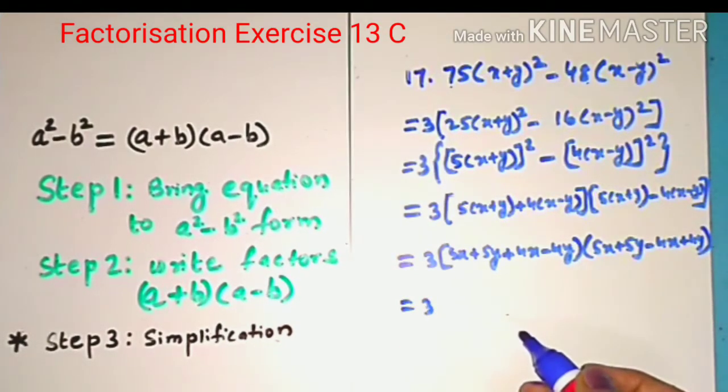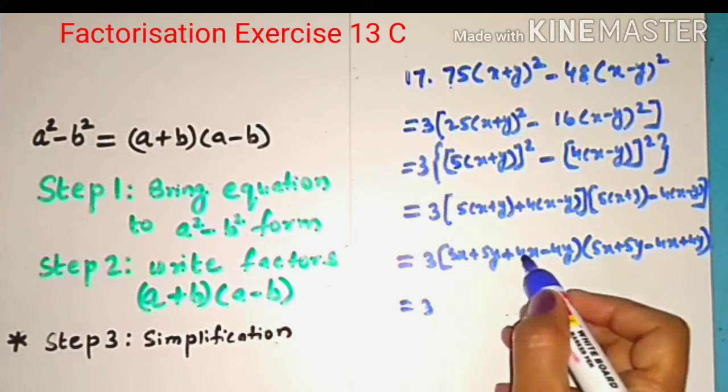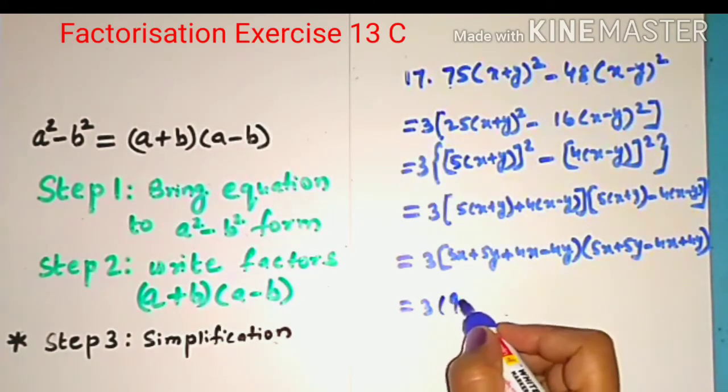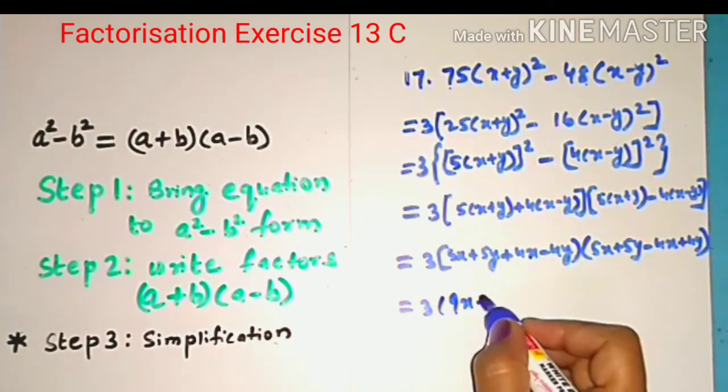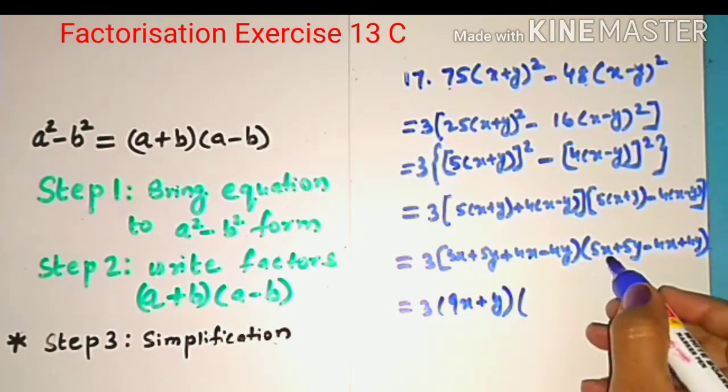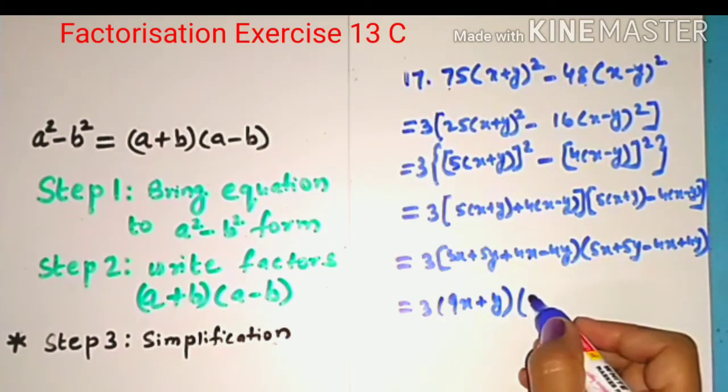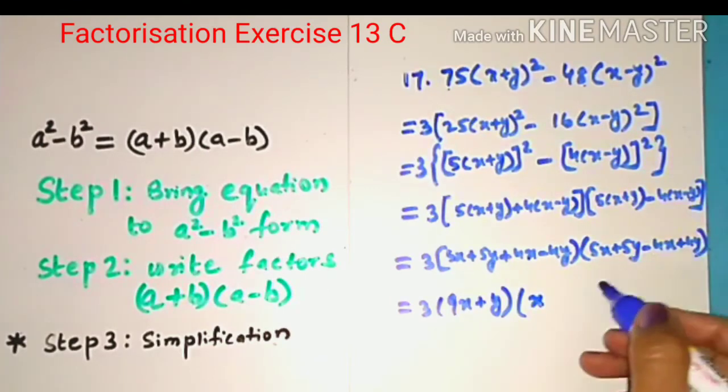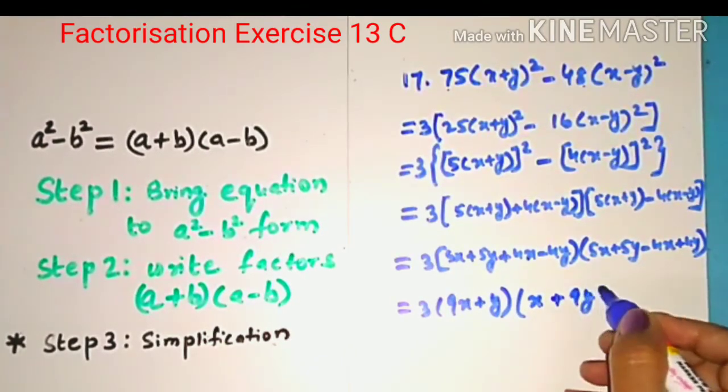3 will remain common. We have 5x plus 4x, 9x. 5y minus 4y will give us y. 5x minus 4x is x. 5y plus 4y is 9y.